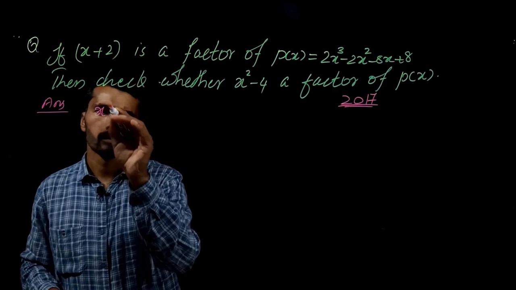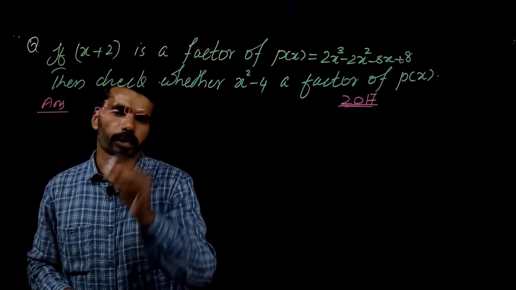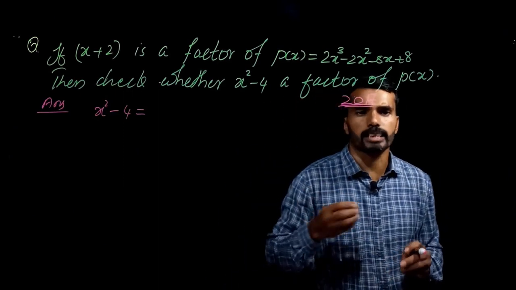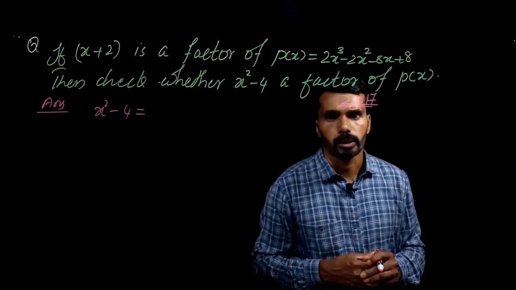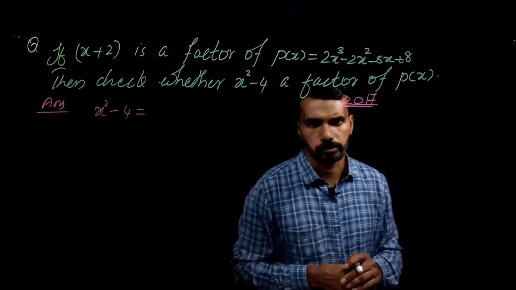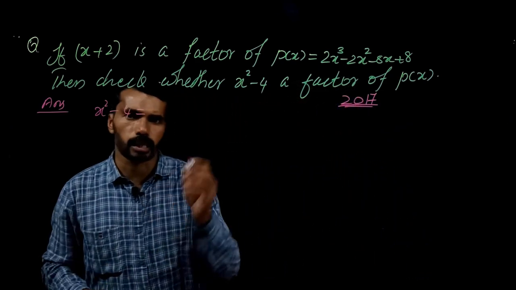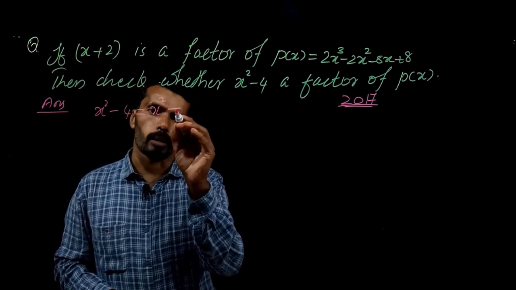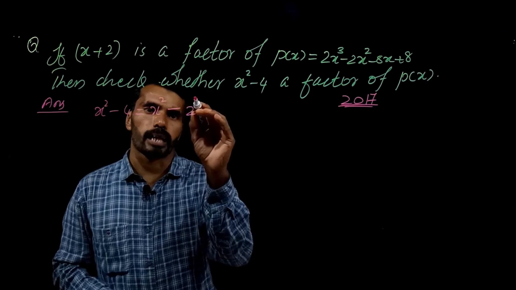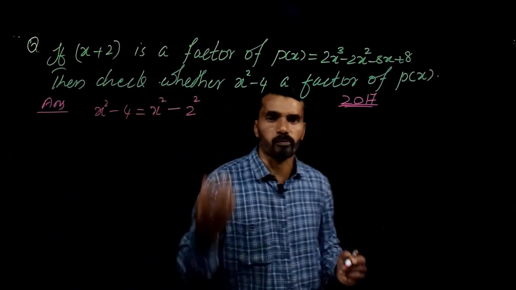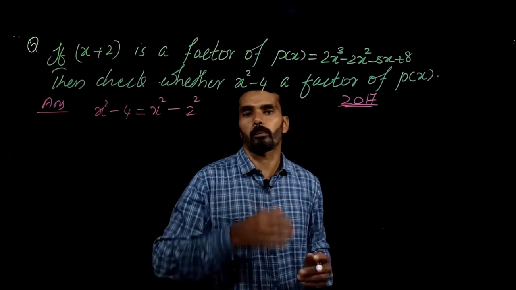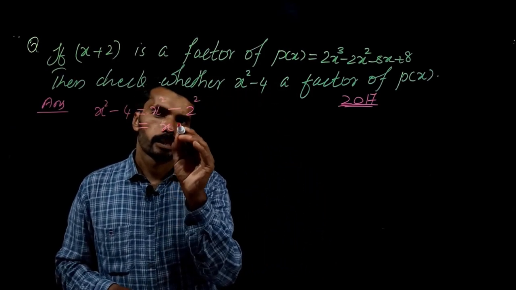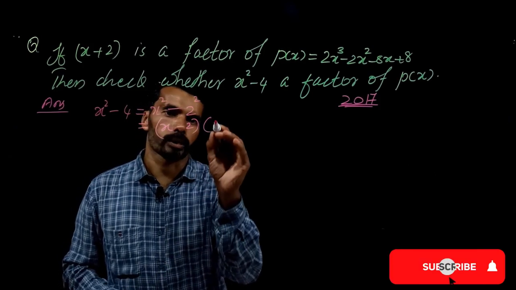We have a square minus b square is equal to a plus b into a minus b. Similarly, x square minus 4 can be written as x square minus 2 square. Now it is of the form a square minus b square. So this can be written as x minus 2 into x plus 2.